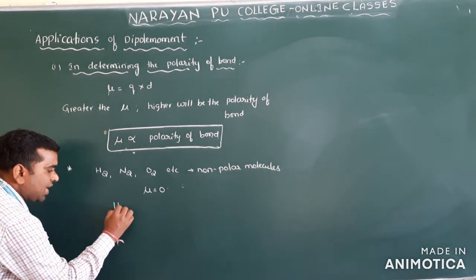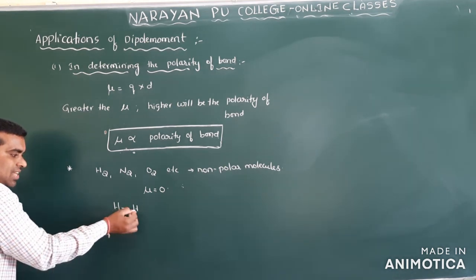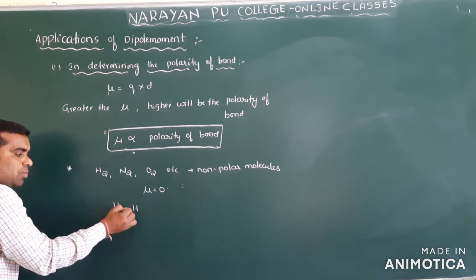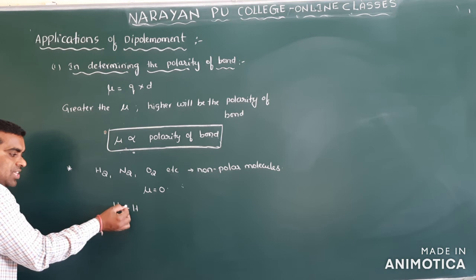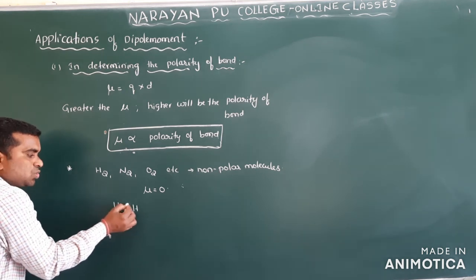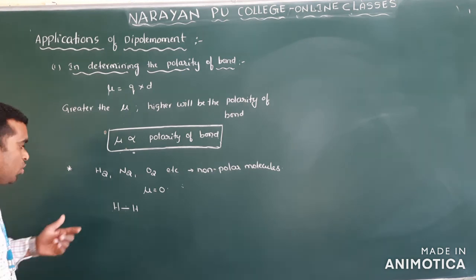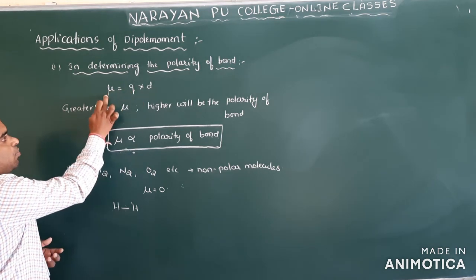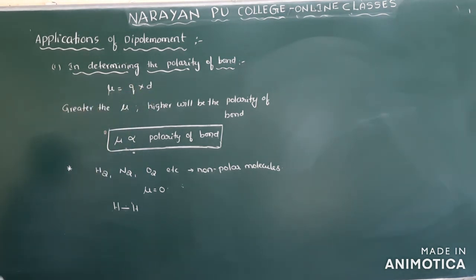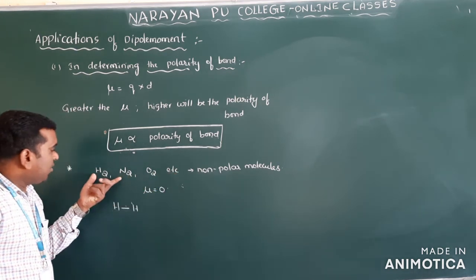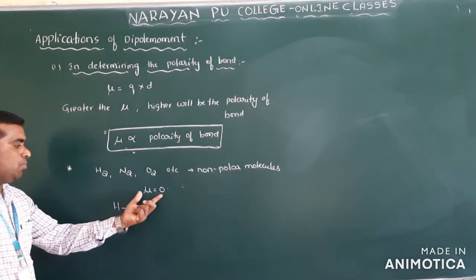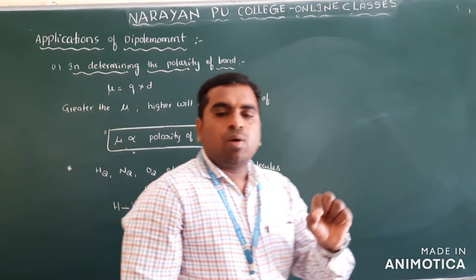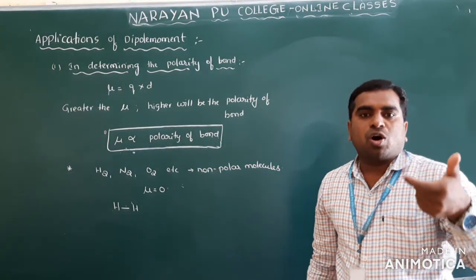Suppose I take hydrogen and hydrogen, both the same electronegative atom, and the bond pair of electrons lies between these two. This bond pair of electrons will not shift to either hydrogen to generate poles. So the charge, the poles, will be 0. If the charge is 0, the dipole moment will be 0. So that's why for diatomic, non-polar molecules, mu is equal to 0, because for these molecules the poles will be 0.